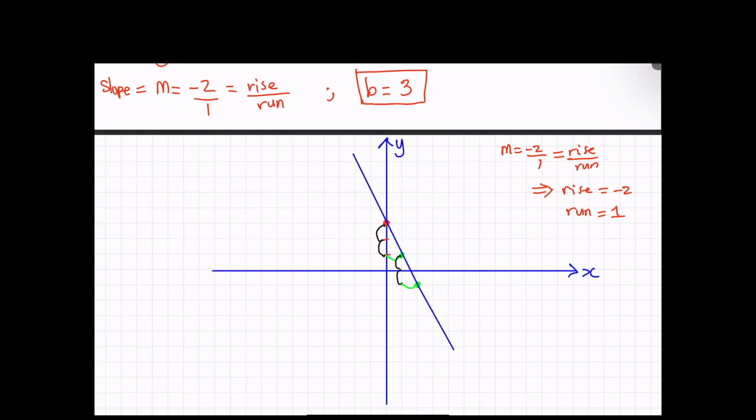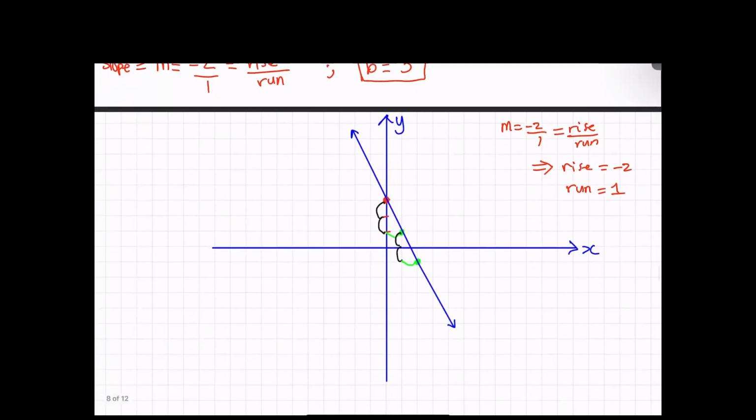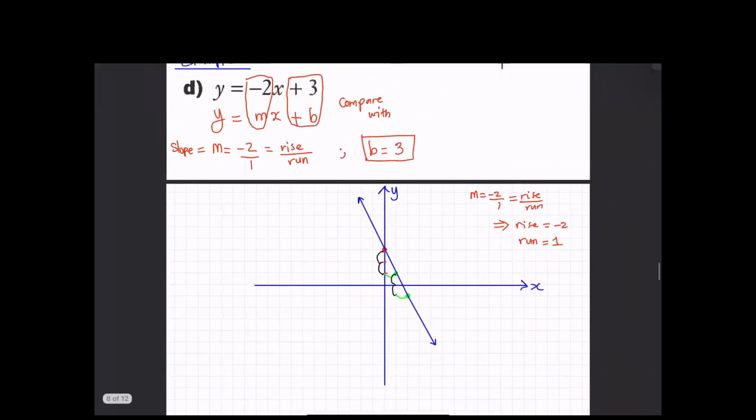And just remember that a line is continuous. So we put an arrow to indicate that this line goes forever. So it's a continuous line. So we'll go ahead and label this as a graph of y equal -2x plus 3.